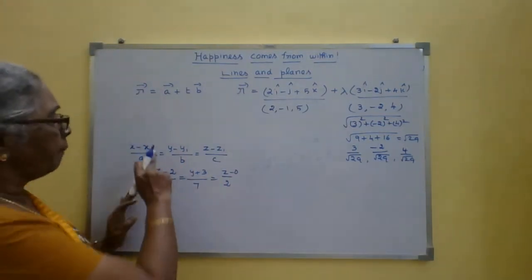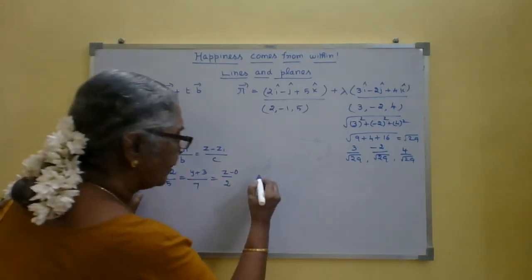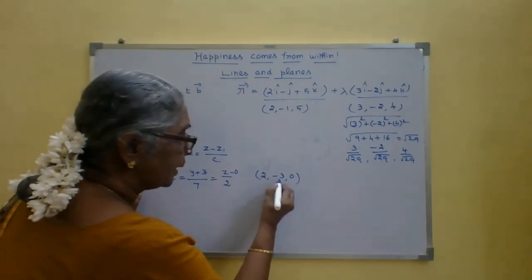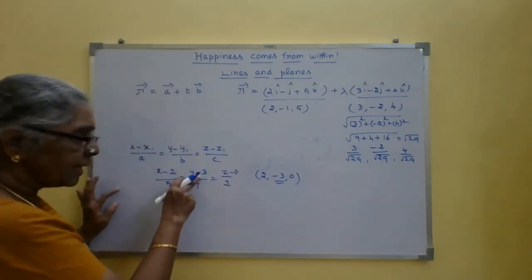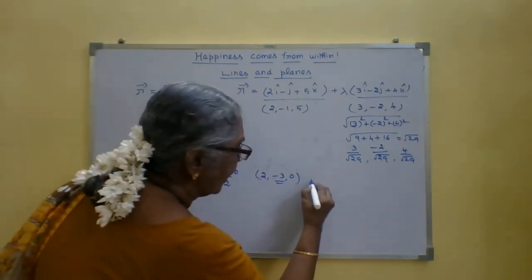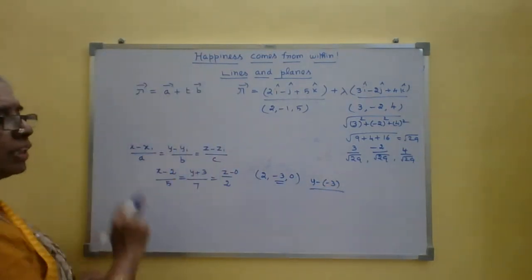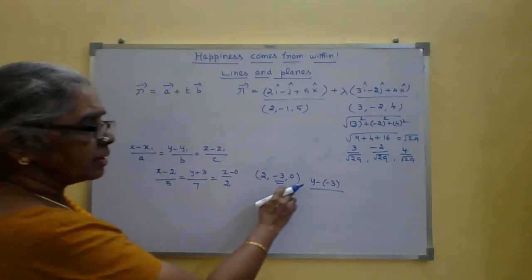Now, the point x1, y1, z1 here will be 2, minus 3, 0. This is important because here it has a plus. We have to write that as y minus of minus 3. Then only it will be of this format. That is important. So this is the point.